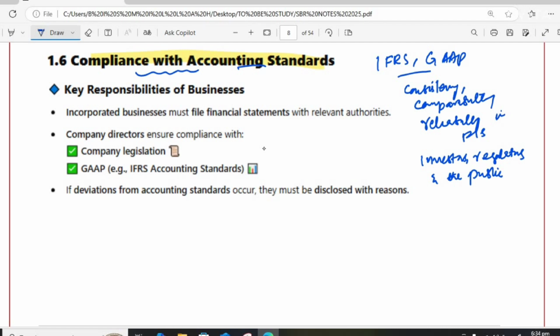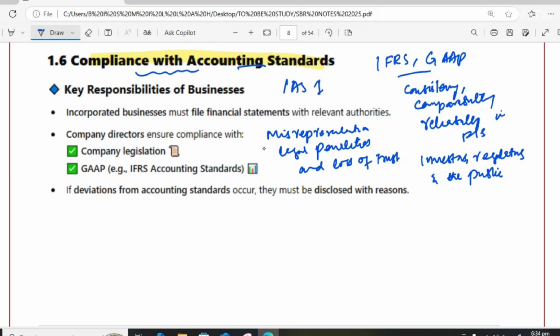Now, if you are not compliant with accounting standards, then this carries the risk of misrepresentation, legal penalties, and, you may say, loss of trust. So the ethical duty is that management must apply standards objectively, avoiding manipulation for personal or corporate gain. For example, adhering to the international accounting standard IAS 1, which relates to the presentation of financial statements, will ensure a fair presentation of the financial statements.